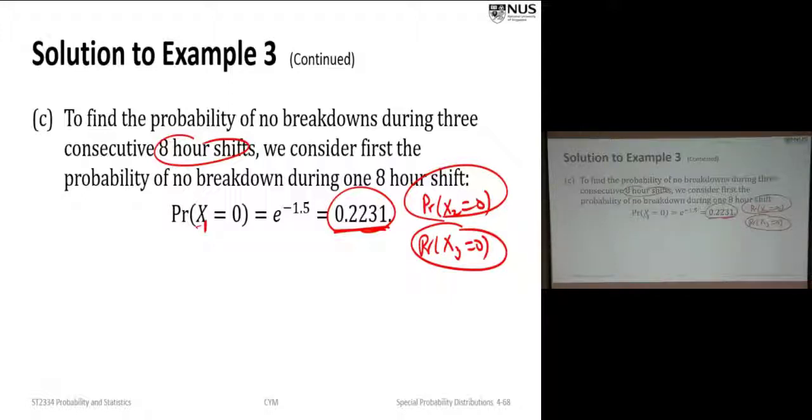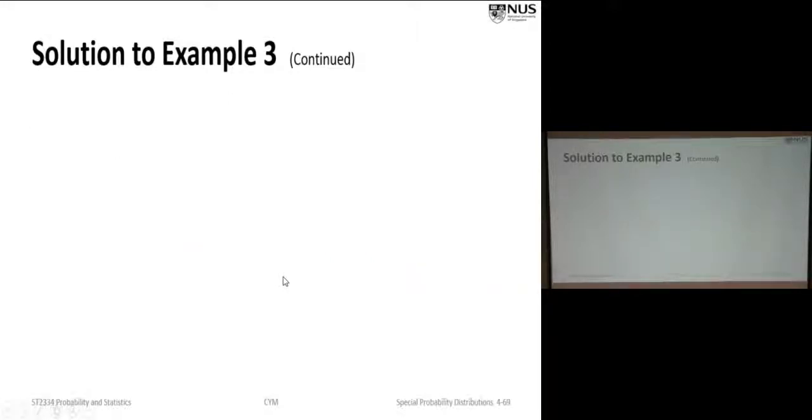I'm asking what is the chance that 3 consecutive shifts have no occurrence, no breakdowns. I work out x1 as the number of breakdowns in the first shift, then the second shift, and the third shift. They're independent, so I just multiply all of these. Each of them is equal to 0.2231. So the answer is 0.2231 raised to power 3.